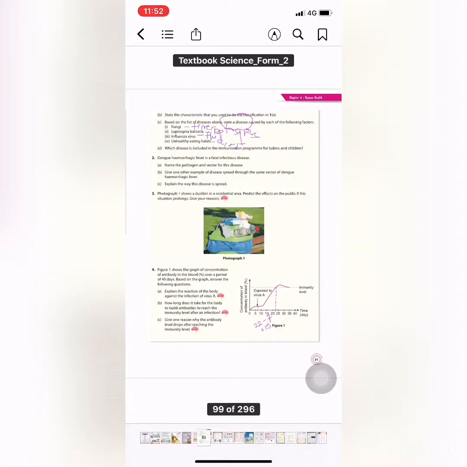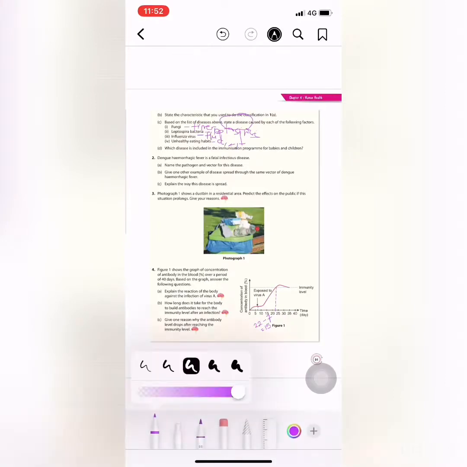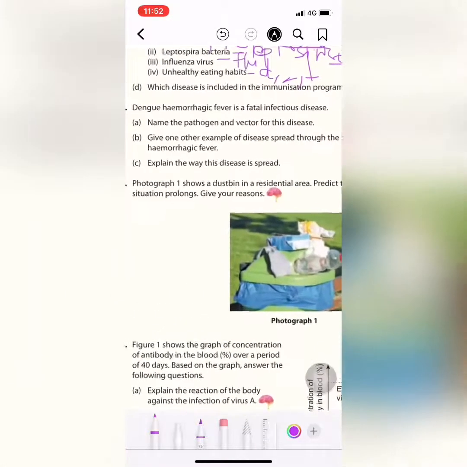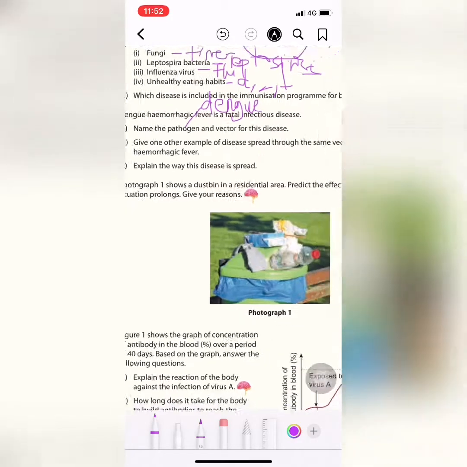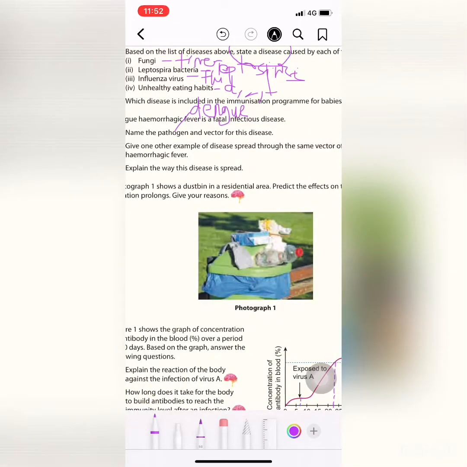Question number 2, dengue hemorrhagic fever is a fatal infectious disease. A, name the pathogen and vector. So I see some of you write only one answer, which is you write only dengue virus or you write only Aedes mosquito. So the answer, pathogen, is what is the virus. The name of the virus is dengue virus. Okay, dengue virus cause dengue fever. So the name of pathogen is dengue virus.